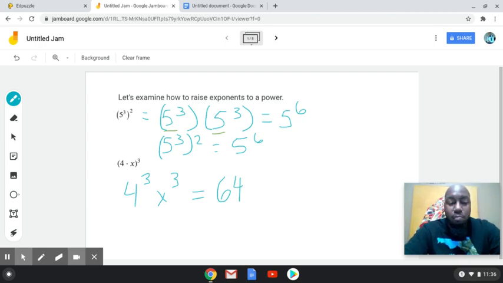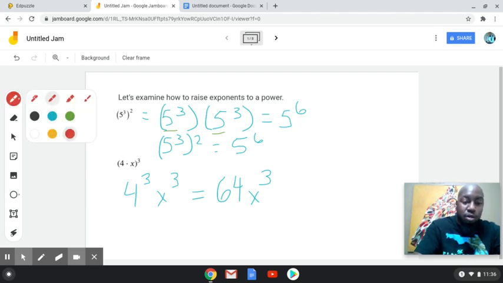Again, all you did was do 4 times 4, and then that answer times 4. So basically 4 times 4 is 16. 16 times 4 is 64. All right. X to the third, since it's a variable, you just write x to the third because you can't solve that one out. And once you do that, you are done.